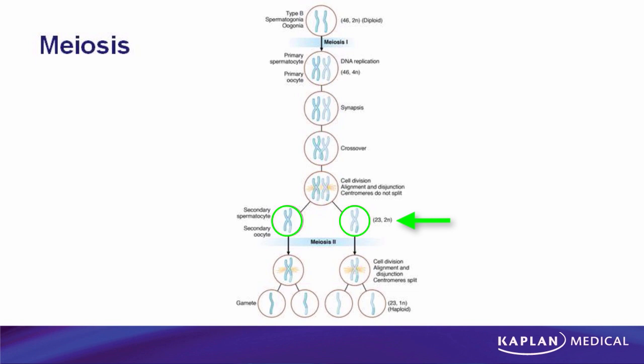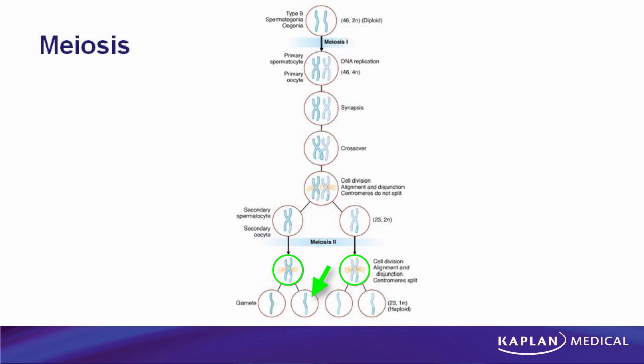The two cells that contain those two nuclei will be called secondary spermatocytes or secondary oocytes. And those cells will then enter the second meiotic division. What happens in the second meiotic division is that in each chromosome, the centromere splits, allowing the chromatids to separate from one another. And when the nucleus divides, one chromatid enters each nucleus.